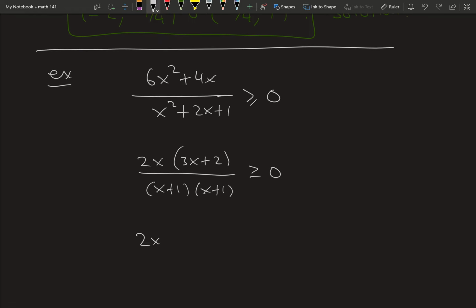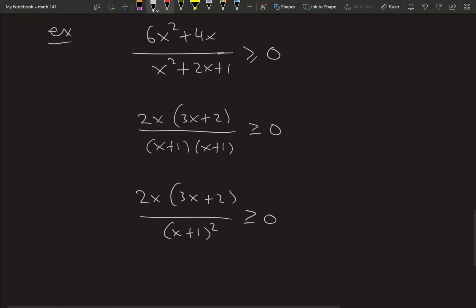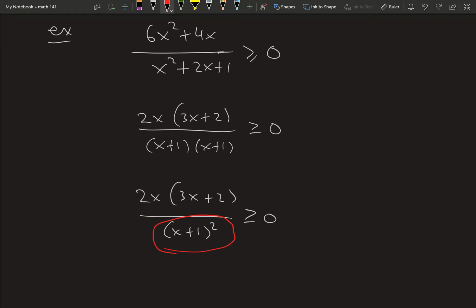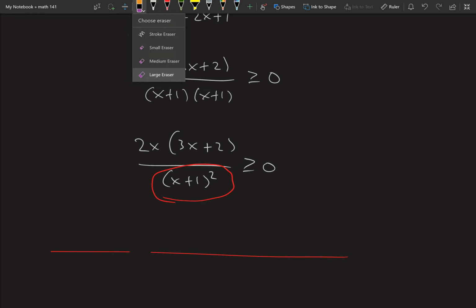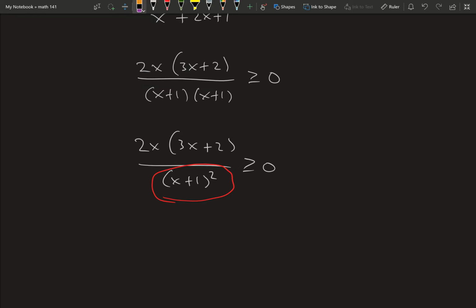So we don't have exactly distinct linear factors here. We almost do, but notice we have a square term here, and I'll tell you what happens at the square term. Let's do this one the long way, where we plug in numbers in each subinterval. From the numerator, we get 0 and -2/3. And from the denominator, we get -1.